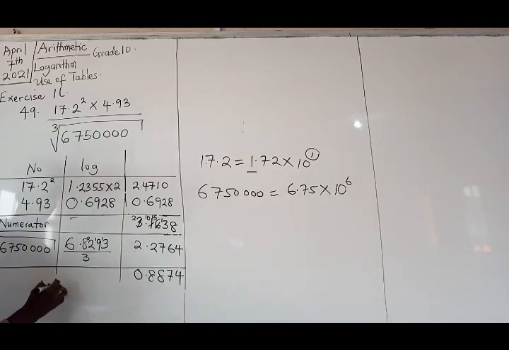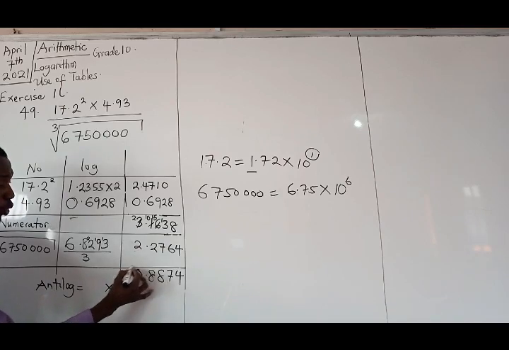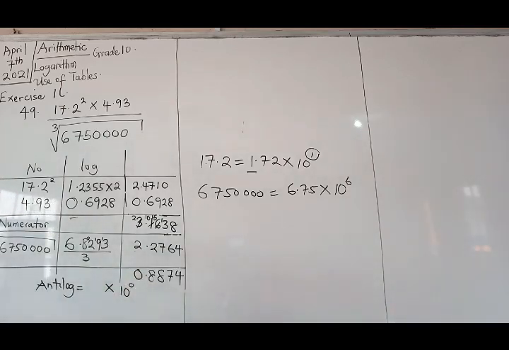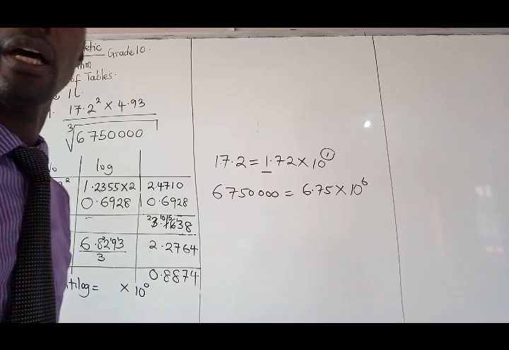At this point, I will go to my anti-log table. So I'll write here anti-log equal to whatever I'm going to get times 10 raised to the power of what? 0, because this digit is 0. So let's check that. It is 8 under 7, difference 4. Now, what do you have?